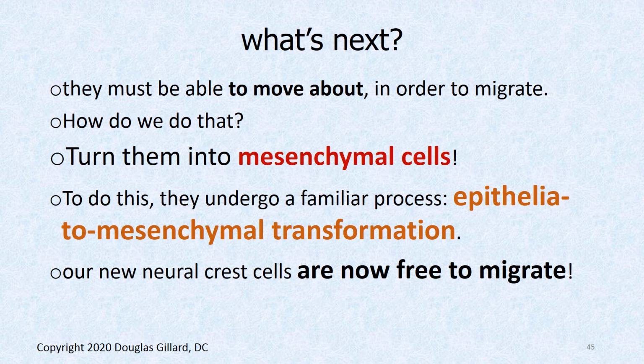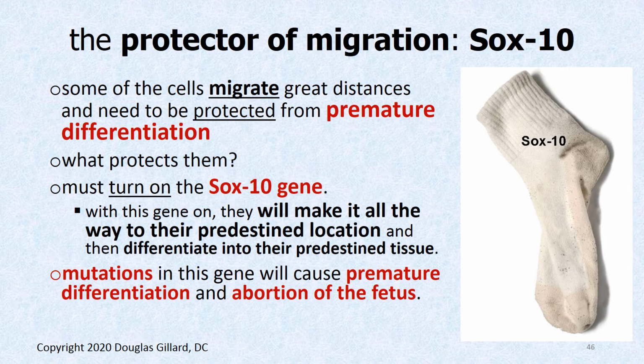They've already gone through epithelial to mesenchymal transformation. That slide is kind of out of order and can be worked on a little bit, but now they can migrate. They're going to migrate great distances, as we're going to see. And they need a gene product that protects them. If you're going up to the brain, or going up to the face region to create the dermis of the face, you don't want to stop in the neck region, or you don't want to stop in the chest region.